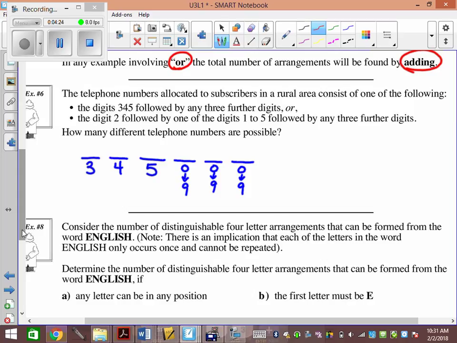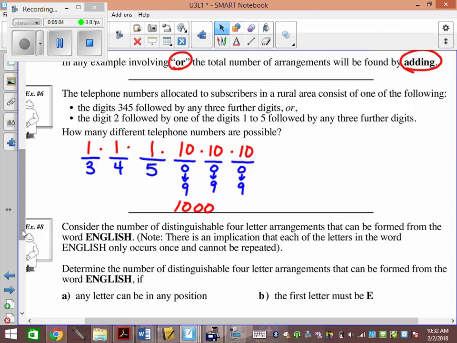On the top, we put how many there are. So 3, how many options is that? 1. 4, 1. 5, 1. Then 0 to 9. What do we do with all the parts? Multiply. So we get 1,000. Then we have the word or. So the digits 3, 4, 5 followed by any 3 further digits, or. What do we do when it has or? Add. Whenever we have separate cases, we always add the cases.